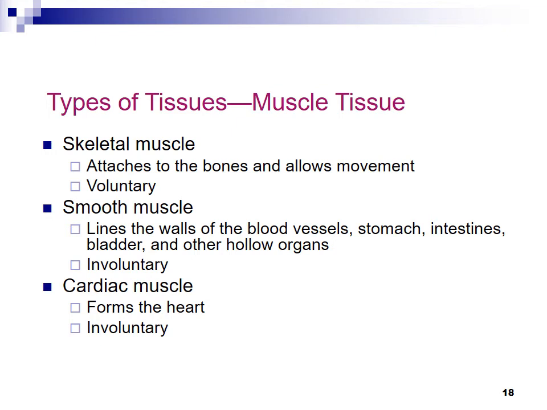Muscle tissue, we have three basic types. We have skeletal muscles, smooth muscle, and cardiac muscle. Our skeletal muscle is attaching to our bones. This helps us with our movement, and this is voluntary. We can control our skeletal muscle.